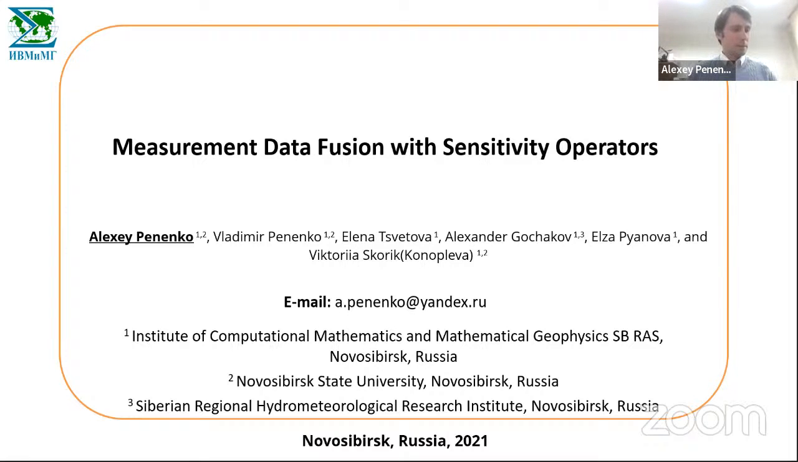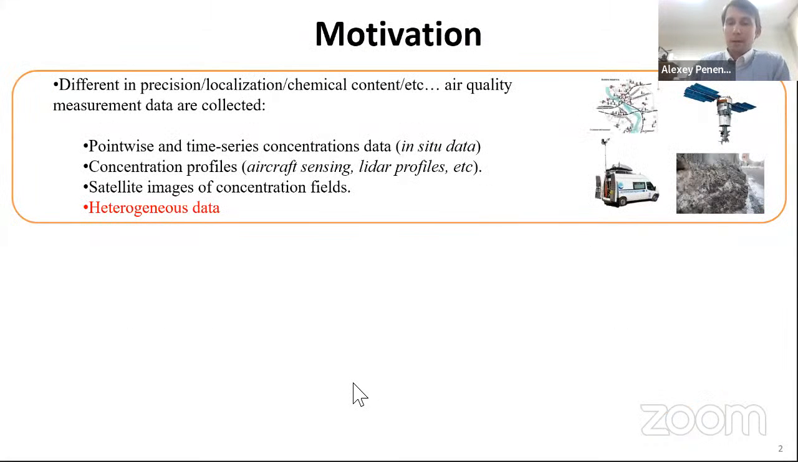Okay, dear colleagues, let us start. I would like to talk about the second part of our bigger picture, and it will be about using different types of measurements. As you know, for example, the air quality can be measured by very different means. And these measurements can have different precision, can be localized differently. We can measure different chemical substances and so on.